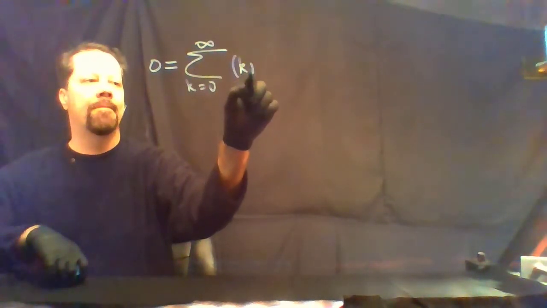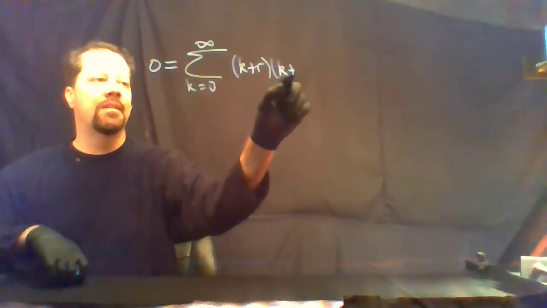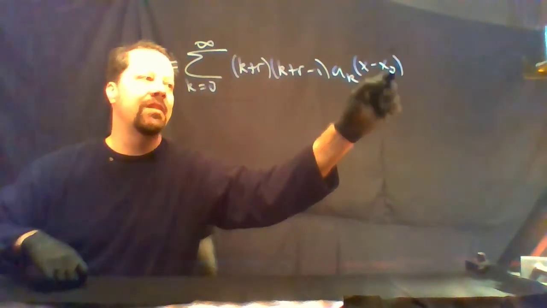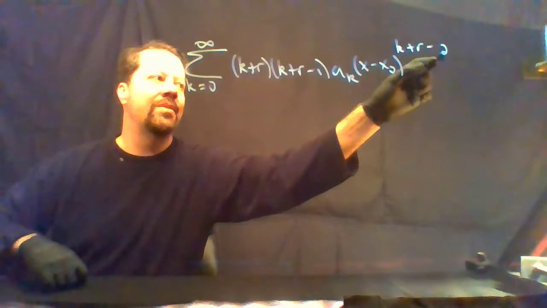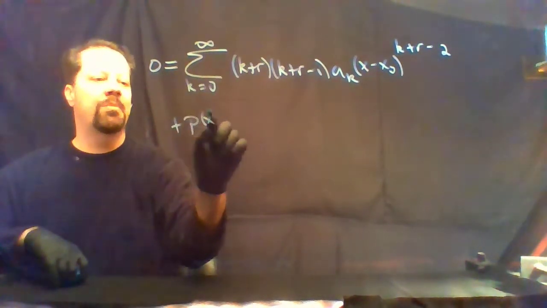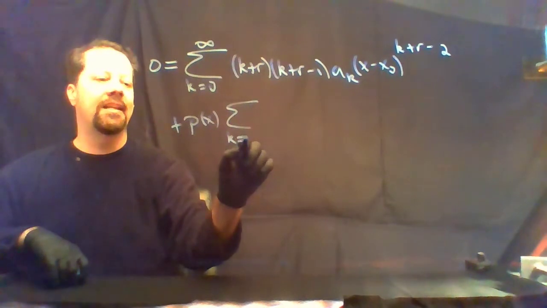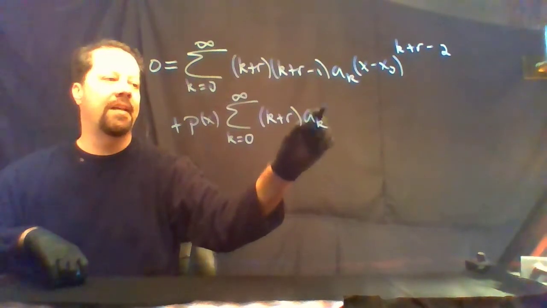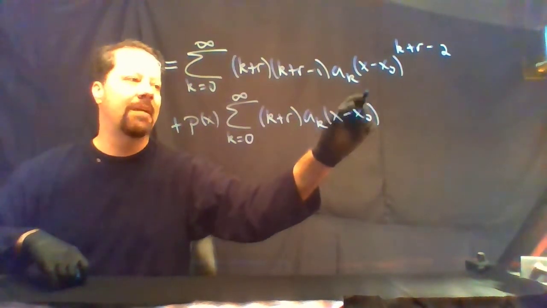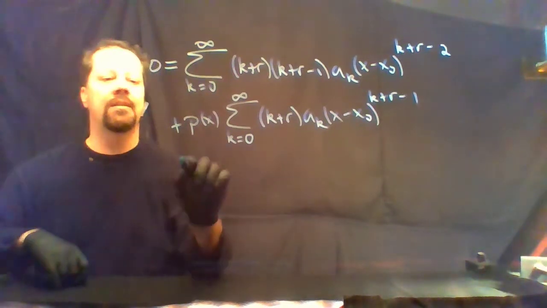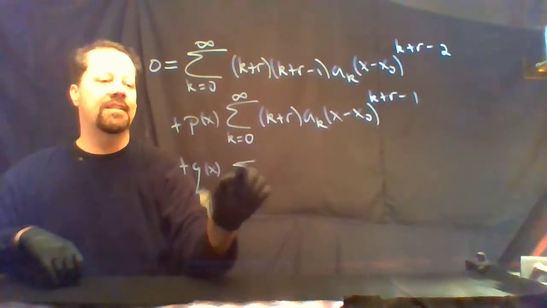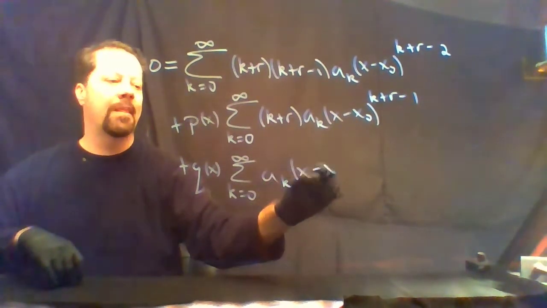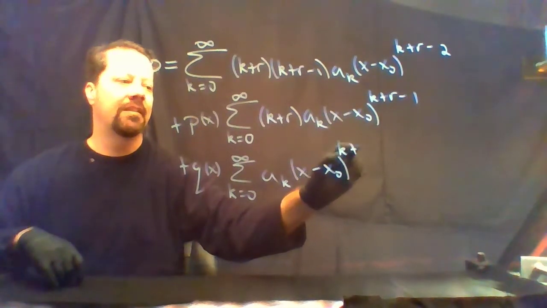k plus r minus 1, a sub k, x minus x naught to the power of k plus r minus 2, plus p of x, the sum, as k goes from 0 to infinity, k plus r a sub k, x minus x naught to the power of k plus r minus 1, plus q of x times the sum, as k goes from 0 to infinity, a sub k, x minus x naught to the power of k plus r.